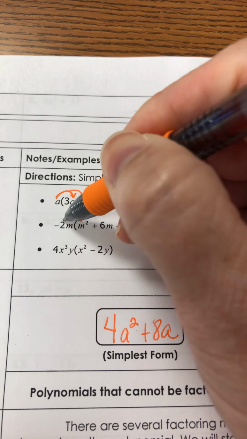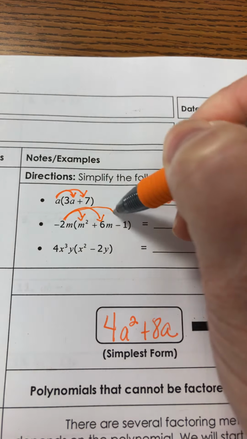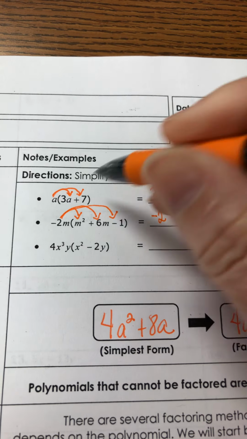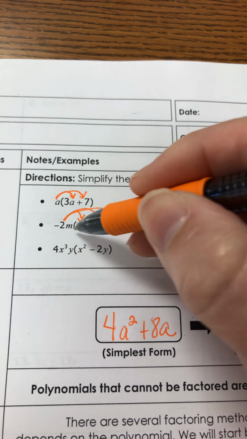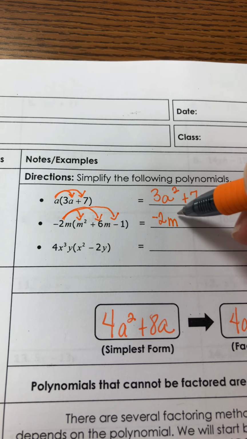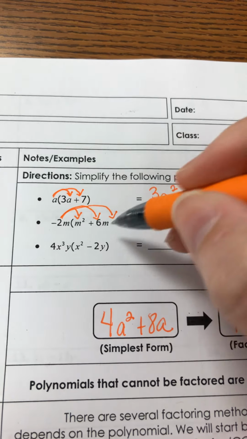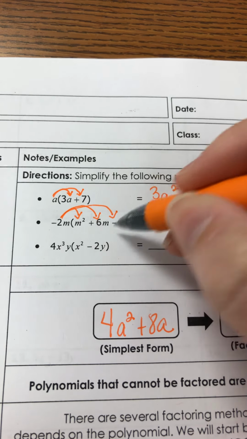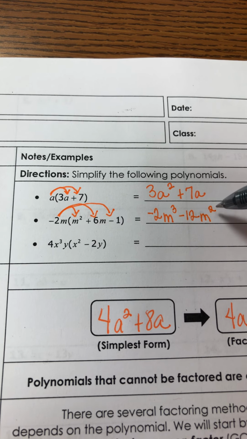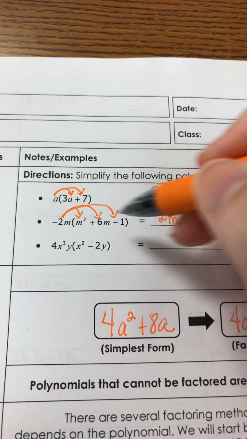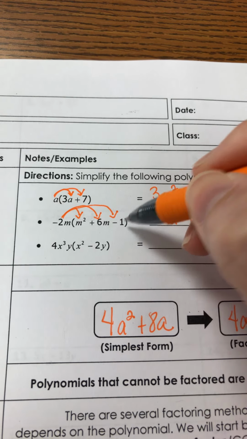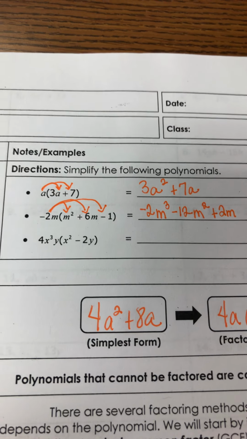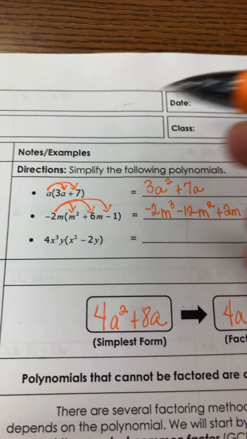Let's do the same thing here. We'll multiply negative 2m by m squared, 6m, and negative 1. Negative 2 times 1 is negative 2. M times m to the second, when you multiply with the same base, add your exponents. 1 plus 2 is 3. Negative 2 times 6 is negative 12. M times m, add your exponents. And then finally, negative 2m times negative 1. Negative 2 times negative 1 is a positive 2, and then the m will just come along for the ride. So this is in simplest form.